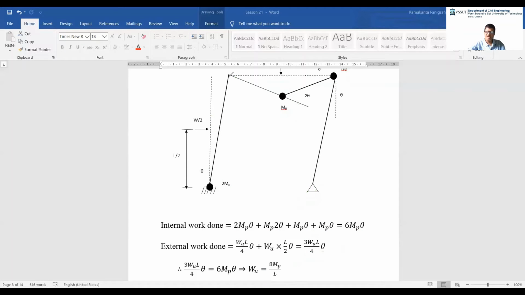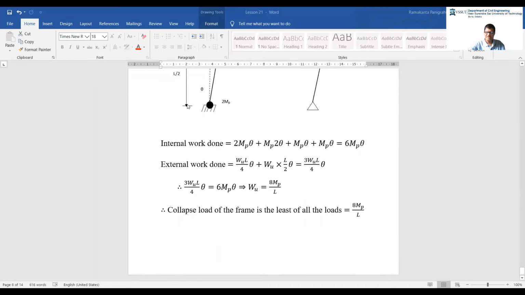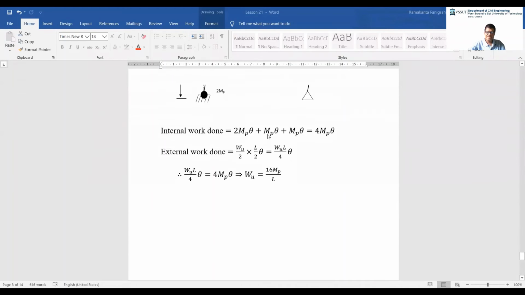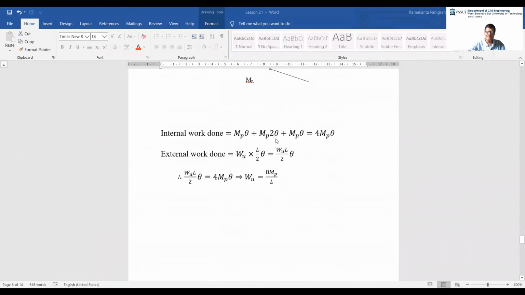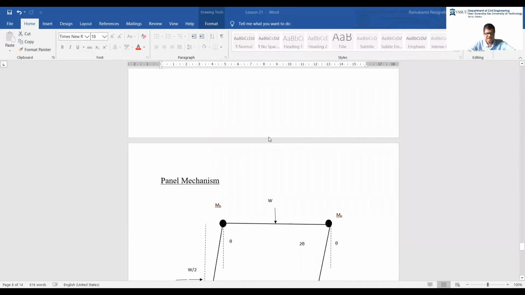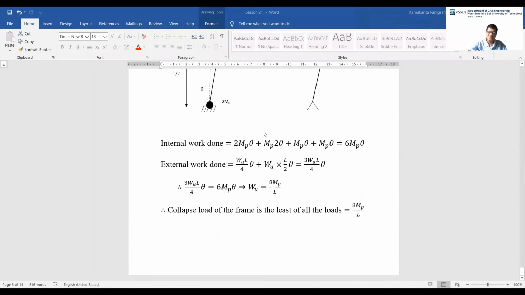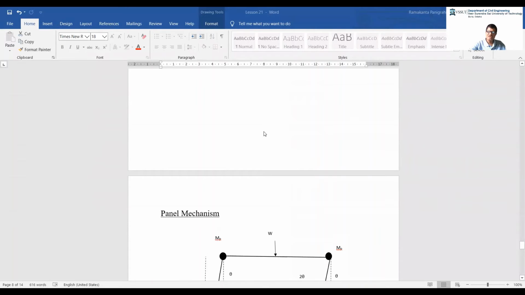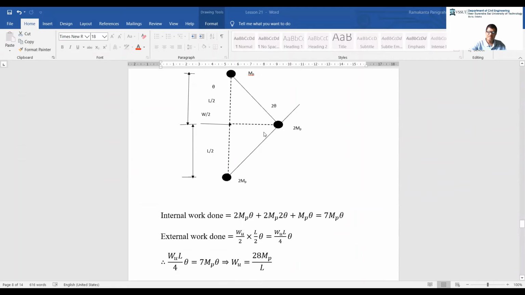What is the least value we will obtain? For the four mechanisms, we have 8 Mp by L, 10 Mp by L, 8 Mp by L, and 28 Mp by L. So the least value becomes 8 Mp by L. It can also be another mechanism. You can consider a combined mechanism yourself, combining this with your sway mechanism. That is also possible, and you can try, but the least value will come here. So these are some problems we discussed. Let us discuss another two problems here.